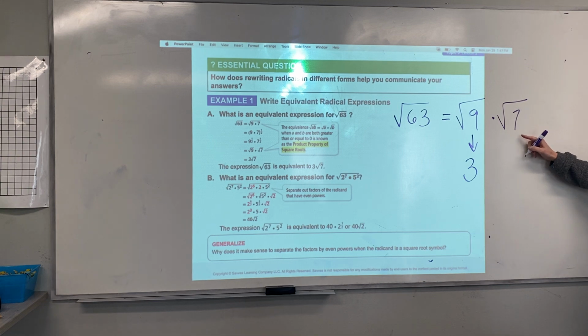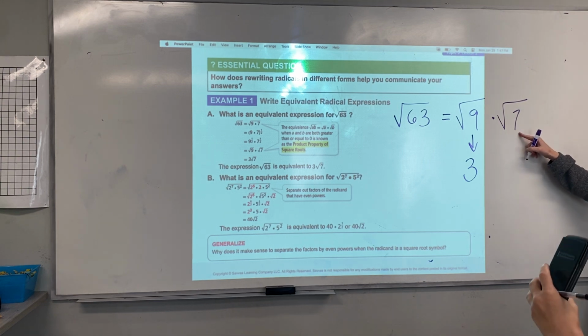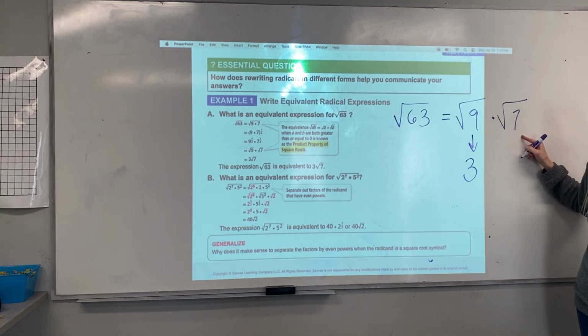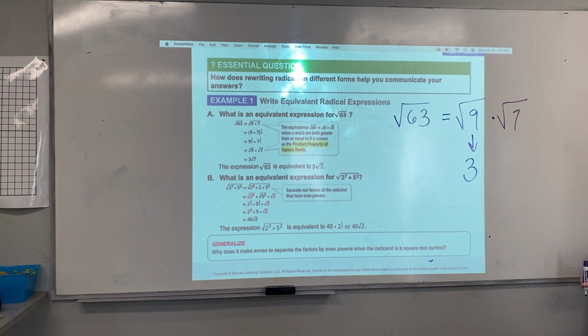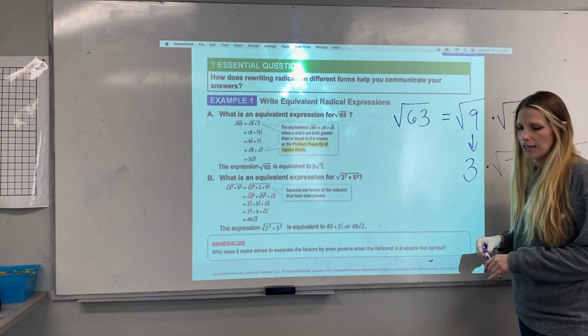Since we can't find the square root of 7, and we can't break down 7 any further, it's going to stay in its radical cage. It's very sad. So 3 times radical 7 is simply 3 times radical 7. Now this is very important.